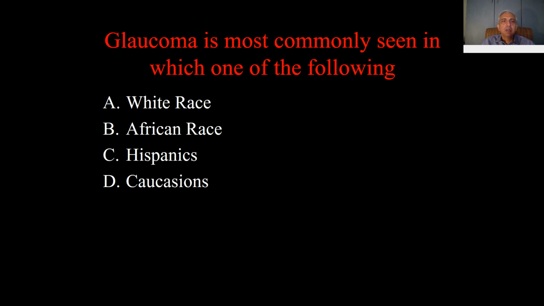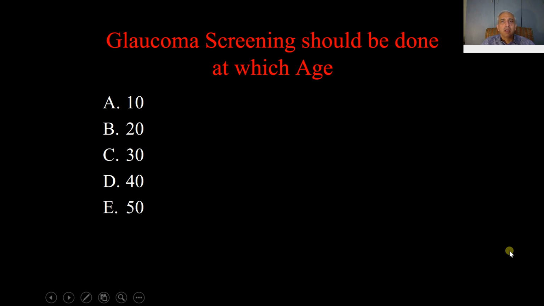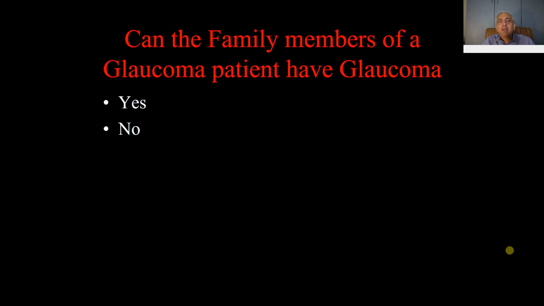The next MCQ: glaucoma is most commonly seen in which one of the following: white race, African race, Hispanics, or Caucasian? The answer is African race. Glaucoma screening should be done at which age? The answer is 40 and above. Can the family members of a glaucoma patient have glaucoma? If a patient comes in with glaucoma, will you ask him to bring his family members for screening? The answer is yes.